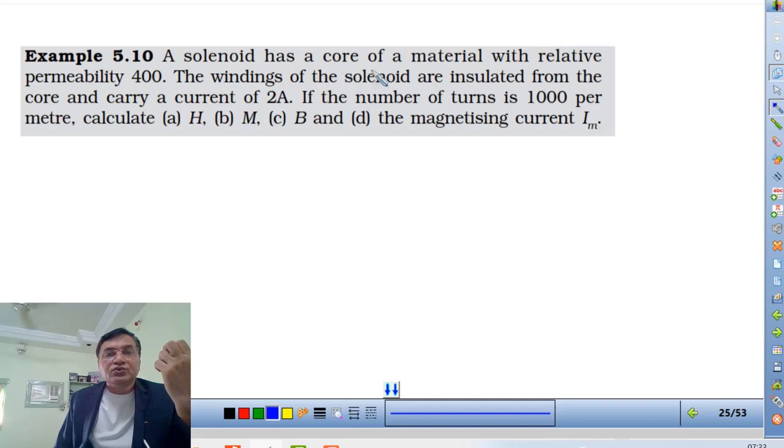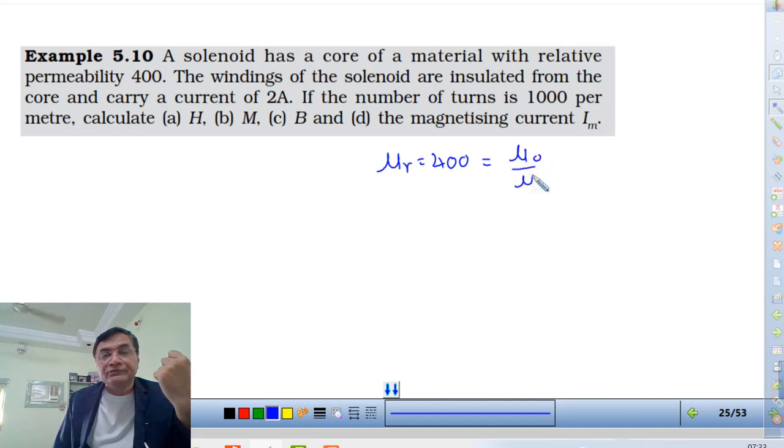A solenoid has a core of a material with relative permeability, so it is mu R is equal to 400. And we know that mu R is equal to mu upon mu 0. The winding of this carries the current, that is I is equal to 2 ampere. And the number of turns is 1000 per meter, so small n is equal to 1000, number of turns per meter.